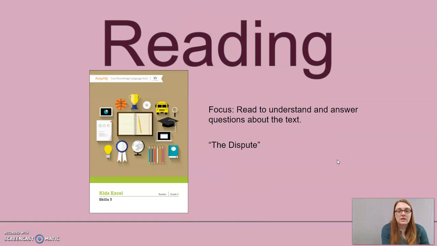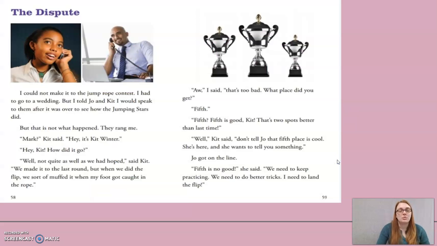Okay, now we're going to read the story The Dispute. Okay, so previously we started reading the story about the jump rope team, and here it goes talking about the contest.